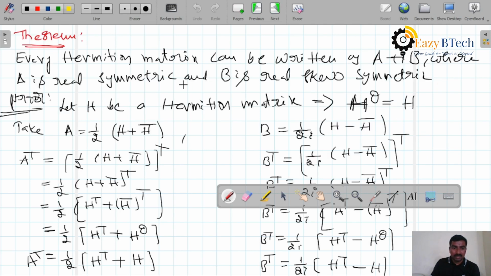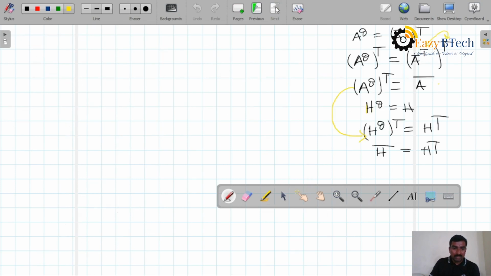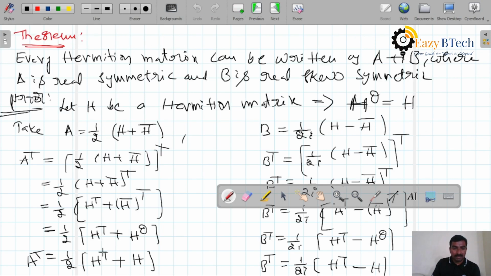Therefore, see here, A power t equals 1 by 2 into H power t. H power t means H bar plus H. Similarly, B power t equals 1 by 2i into H power t. H power t means, at this place we can write H bar, so H bar minus H.